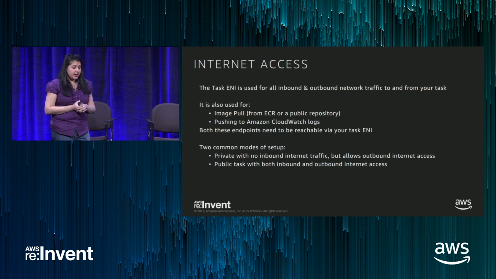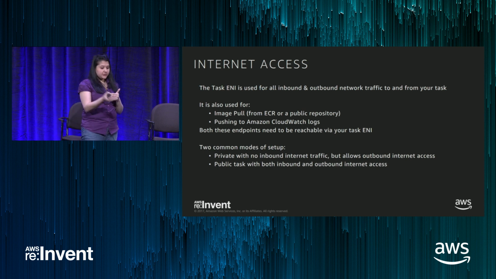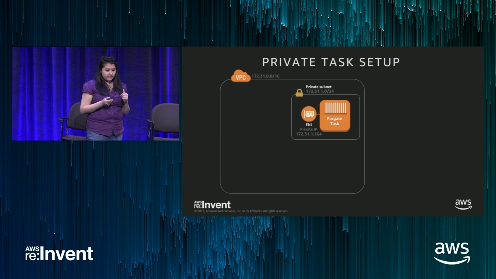The first one is where your task is private in that it does not allow any inbound internet access, but it still allows outbound internet access, either for the application's use case or for the image pull or logs pushing. And the second setup is a public task where it allows both inbound and outbound internet access over the ENI. So let's go through how you would go about setting up each of these scenarios.